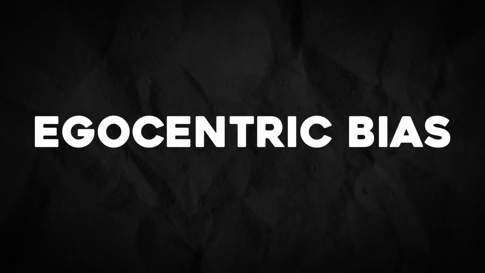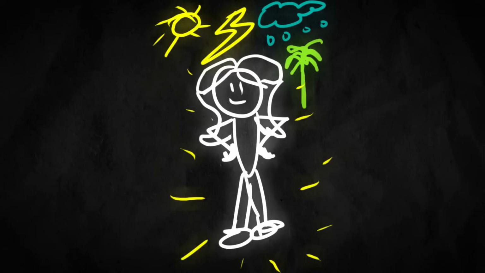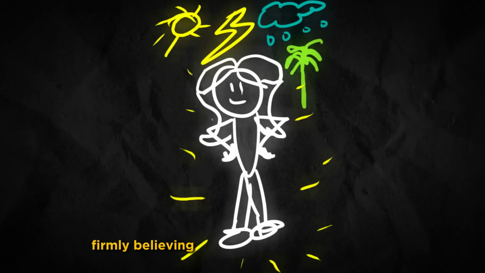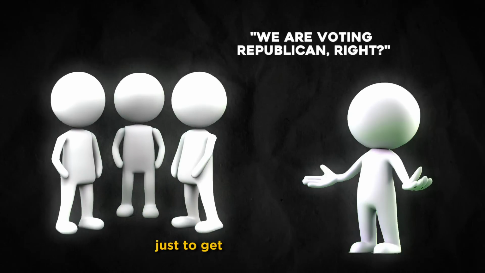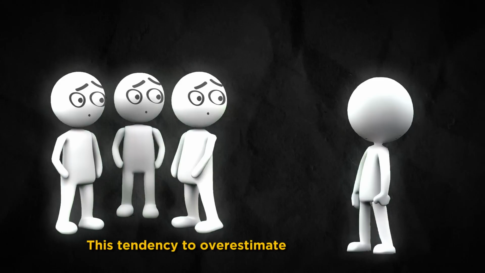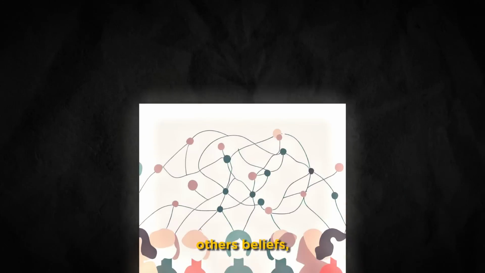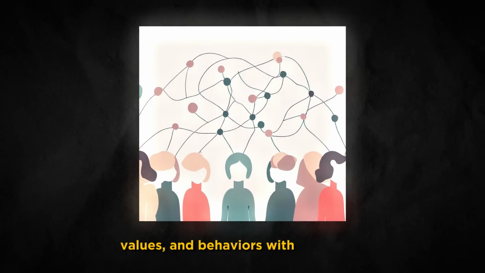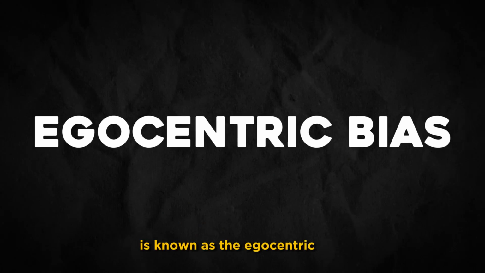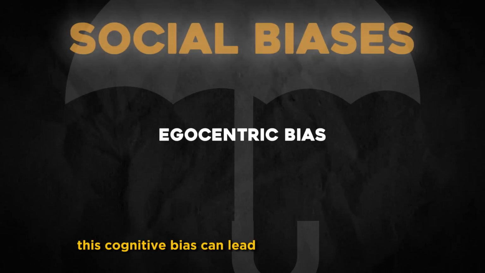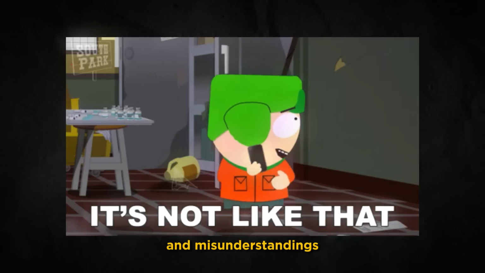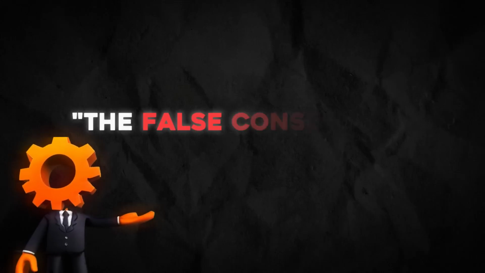Egocentric bias. Imagine Sarah, a dedicated environmental activist, firmly believing that her friends also prioritize sustainability as much as she does. Or Jacob going to his group of friends, who are voting Republican, just to get confused stares. This tendency to overestimate the alignment of others' beliefs, values, and behaviors with one's own is known as the egocentric bias. Under the umbrella of social biases, this cognitive bias can lead to miscommunications and misunderstandings. It's also referred to as the false consensus effect.